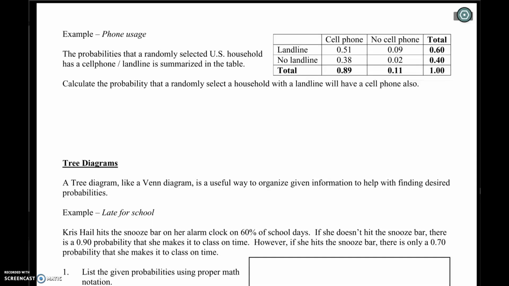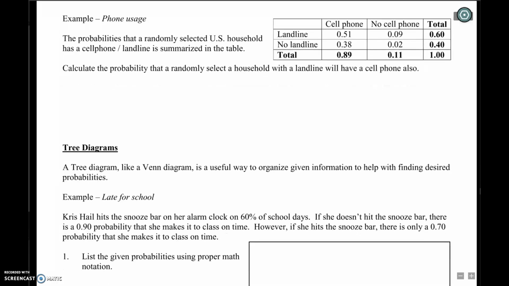The probability that a randomly selected U.S. household has a cellular phone or landline is summarized in the table. So these are now probabilities instead of counts. Not that it really changes much, but it's a little different. So these are people that have cell phones and no cell phones, landlines and no landlines. And I think if we add up all four of these inside numbers, we would get our 100%. Okay?